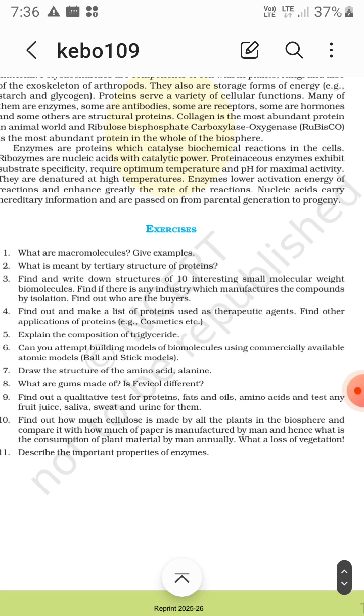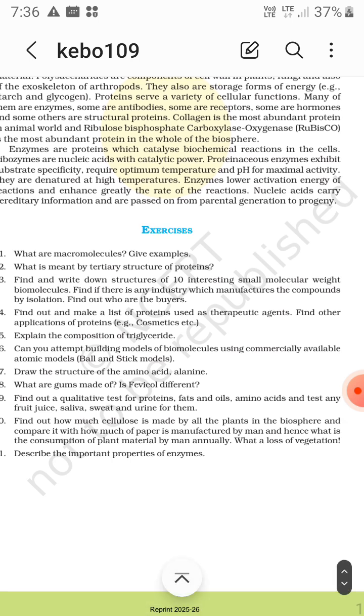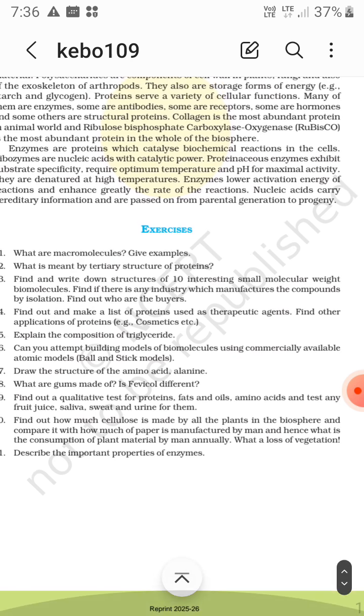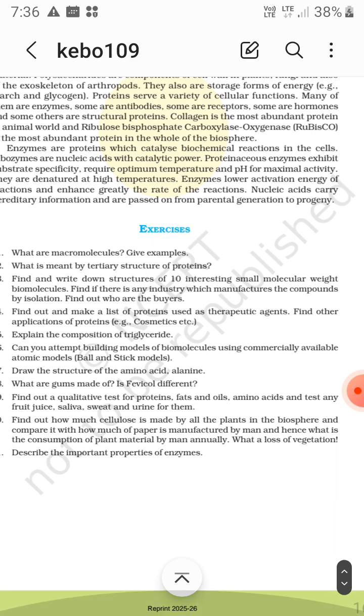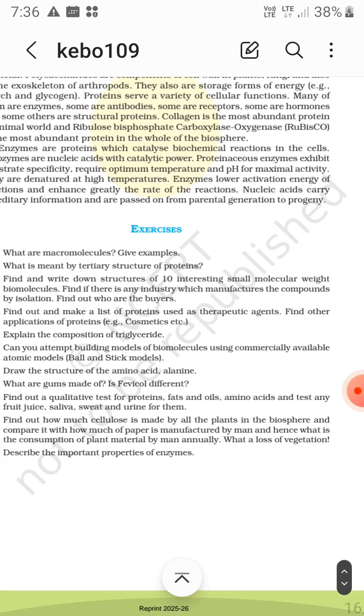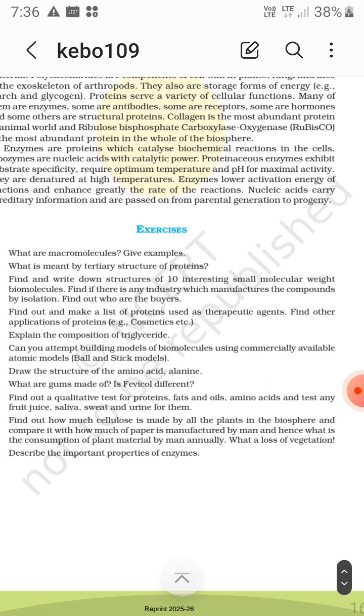Find out how much cellulose is made by all the plants in the biosphere and compare it with how much paper is manufactured by man, and hence what is the consumption of plant material by man annually, what a loss of vegetation. So the plant cell has the cellulose in their wall in the biosphere and they are used to manufacture paper.